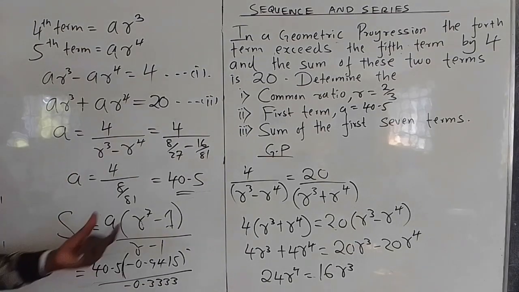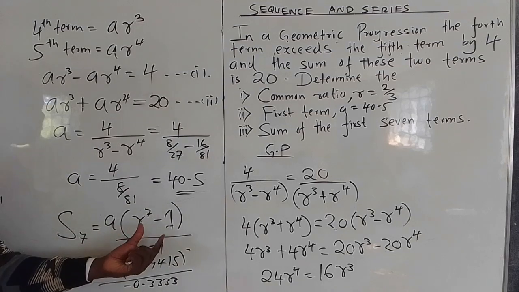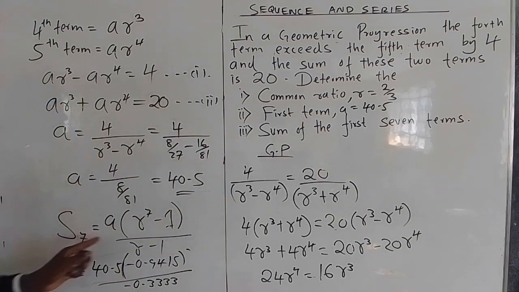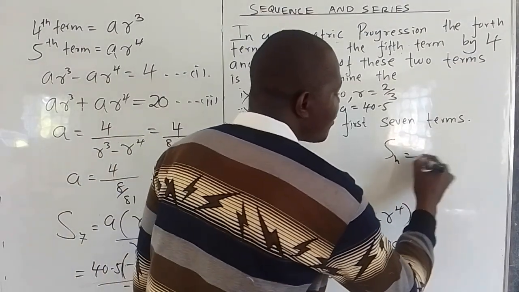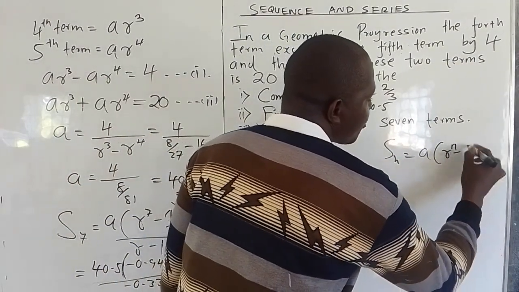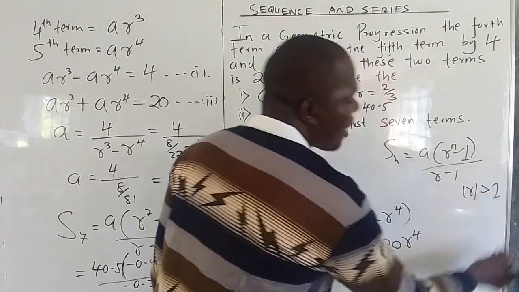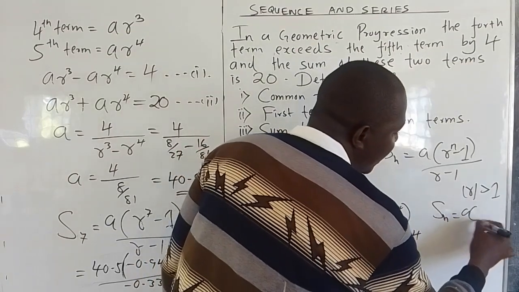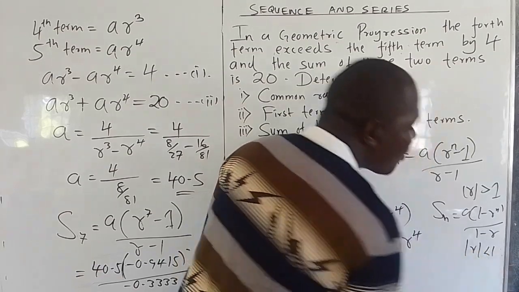So you can see when you are using this formula, you are using it as negative over negative, and those negative signs are going to cancel out, isn't it? Meaning if you would have used the other formula, 1 minus r^n over 1 minus r, these negatives were not going to be there and you are going to get the same thing. So you see the reason why I'm saying you use any formula. Don't be dependent that you use Sn equals a(r^n - 1) over r - 1 when the absolute value of r is greater than 1, or Sn equals a(1 - r^n) over 1 - r when the absolute value of r is less than 1. Those ones do not matter.